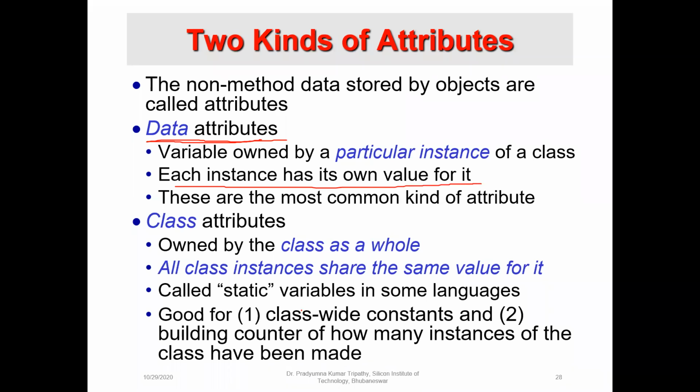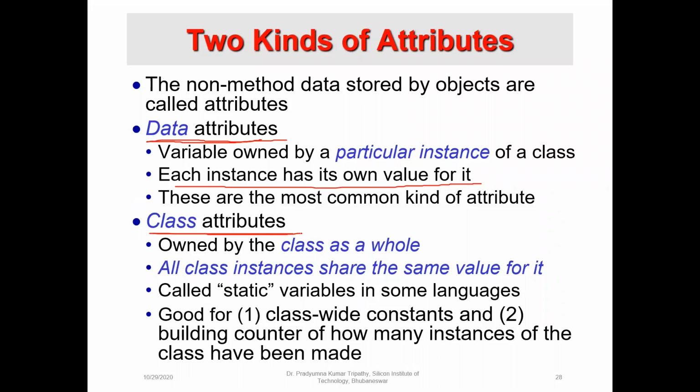But there is another kind of attribute. Those are called the class attributes. What are class attributes? These are owned by the class as a whole. This is not for an object. This is for a class. So all class instances share the same value for it. Got it? Class attributes are owned by the class as a whole. All class instances share the same value for it.